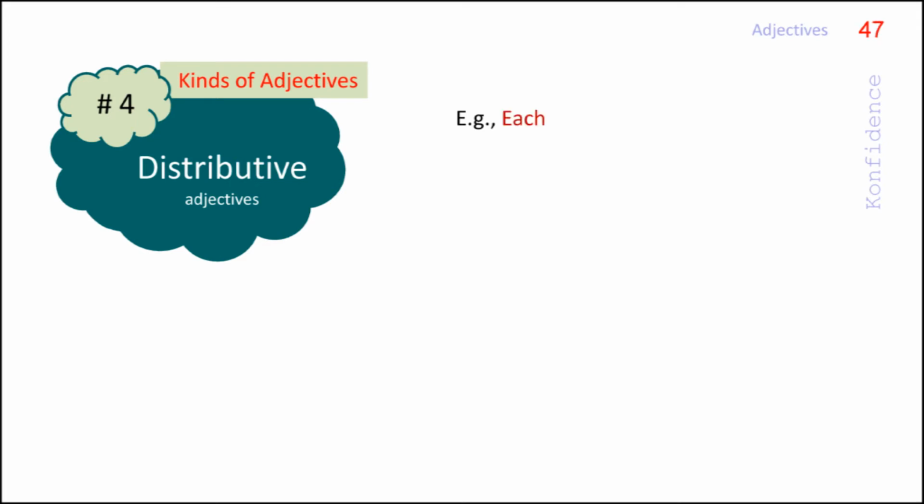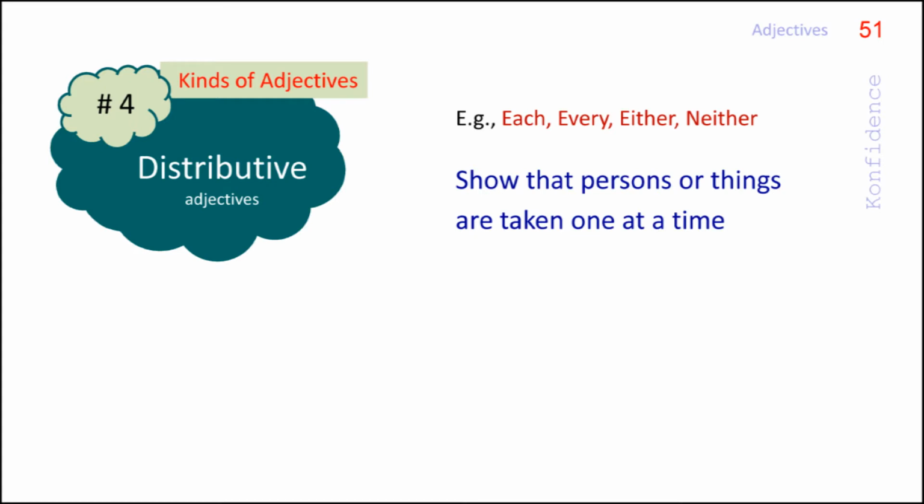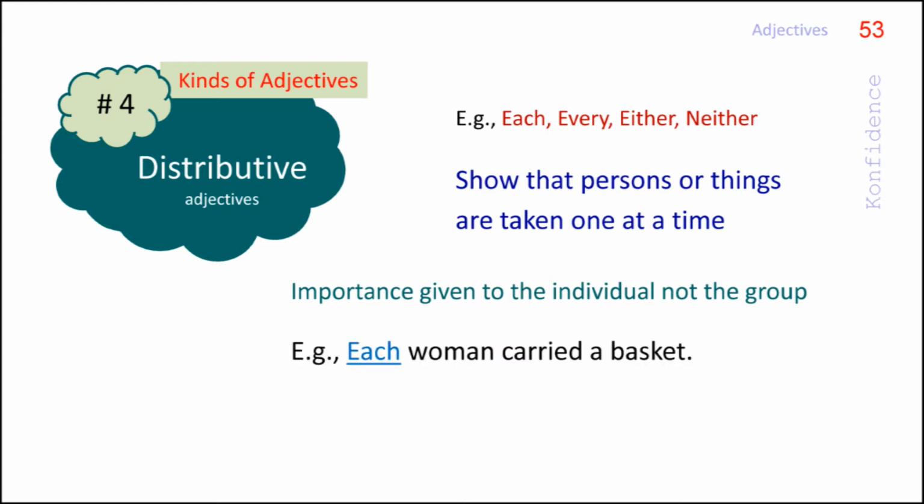Adjectives like each, every, either, neither, which show that the persons or things are taken one at a time, are called distributive adjectives. These adjectives give importance to the individual, not to the group. See the sentence given in the slide.